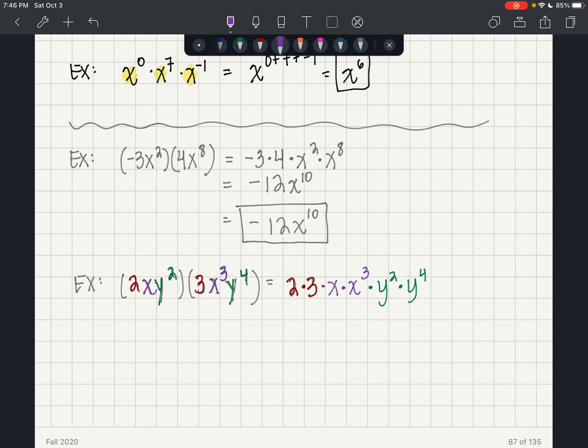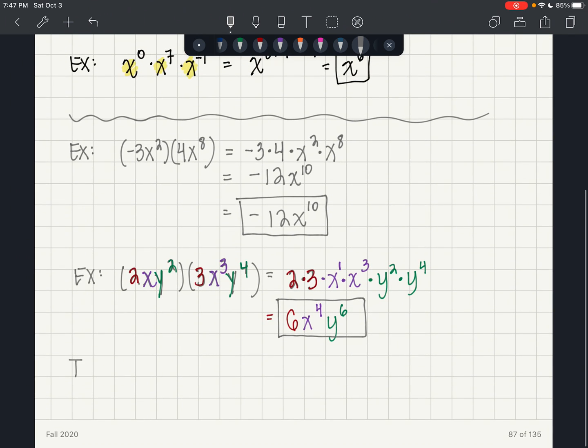Now make sure that you recognize that x is the same thing as x to the first. And our answer is going to be 6x to the 4th times y to the 6th. And that's our answer, 6x to the 4th, y to the 6th.